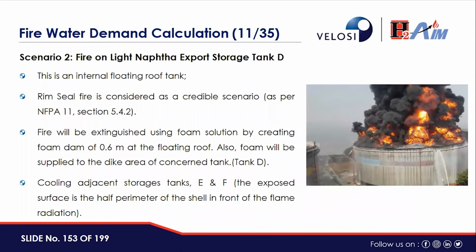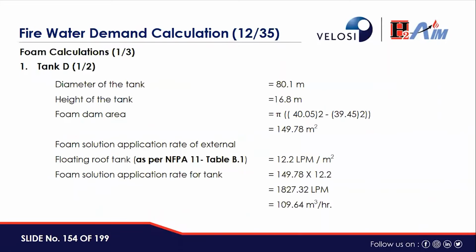Similarly, for scenario 2, which was fire on light naphtha export storage tank B, it was an internal floating roof tank. Rim seal fire is considered as a credible scenario in this case as well. Fire will be extinguished using foam solution by creating a foam dam of 0.6 meter at the foam roof. Also, foam will be supplied to the dike area of the concerned tank. Cooling adjacent storage tanks E and F is also required.